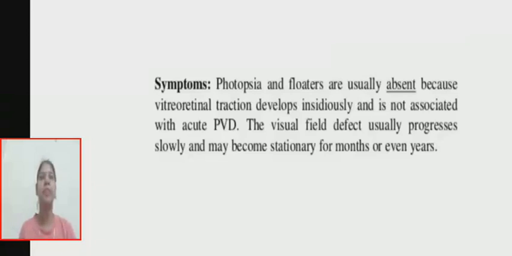Now symptoms. Photopsia and floaters are usually absent because vitreoretinal traction develops insidiously and is not associated with acute PVD, posterior vitreous detachment. The visual field defect usually progresses slowly and may become stationary for months or even years.